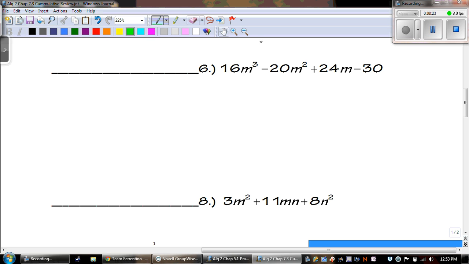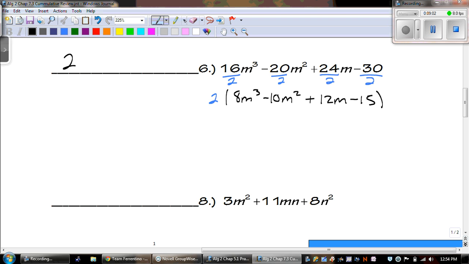So, don't just draw the line and split it up. Always check, is there a GCF? Yes. Okay. And it's not 4. I know 4 goes into 16, 20, and 24, but 4 does not go into 30, guys. Your GCF is a 2. Okay, so the 2 comes out front, and then we're left with 8m cubed minus 10m squared plus 12m minus 15. Okay, just so I don't forget, I'm going to write the 2, and now I'm going to do the box method.